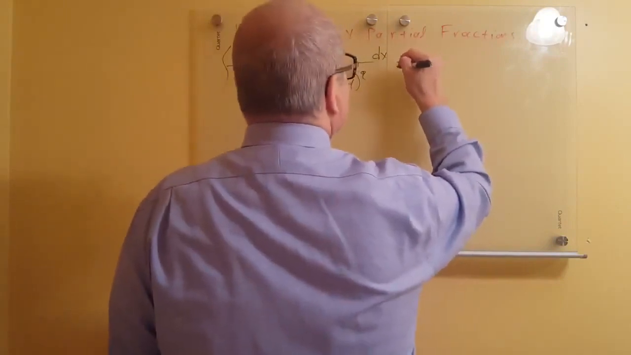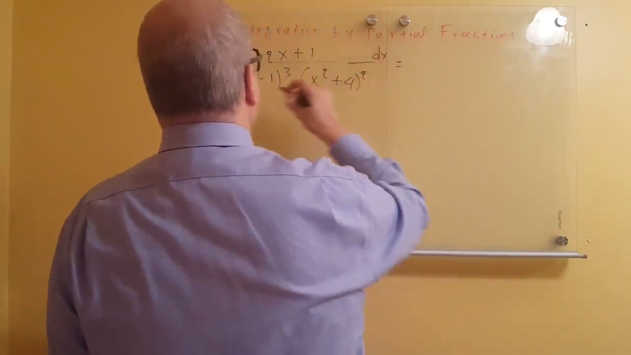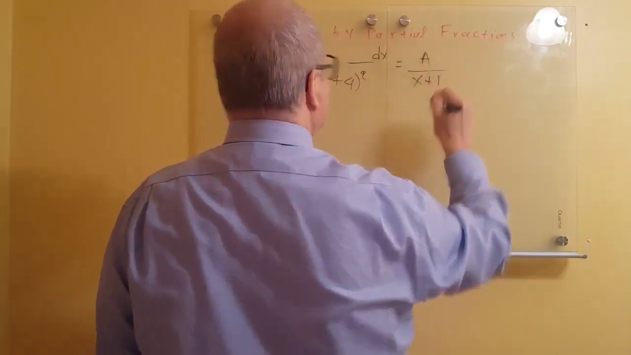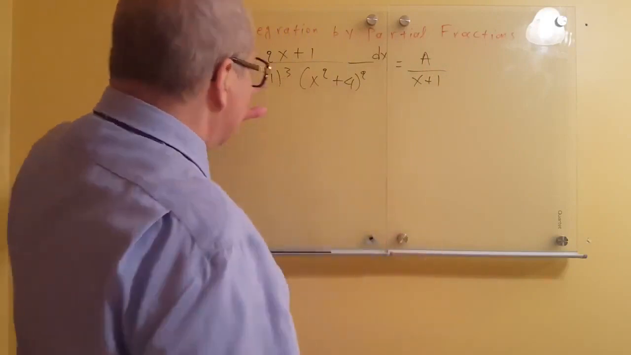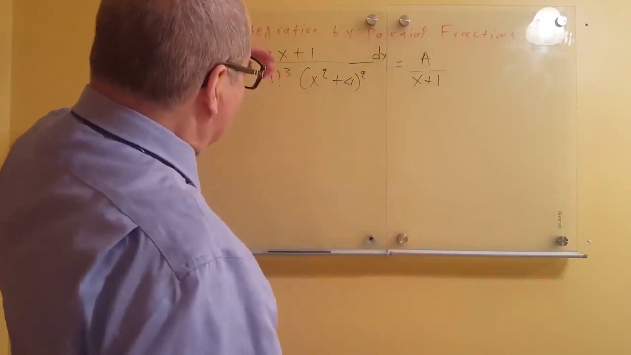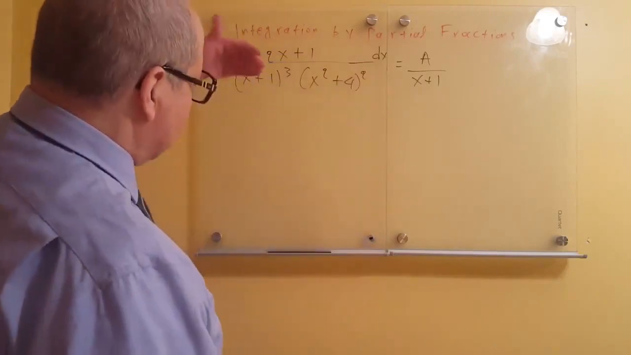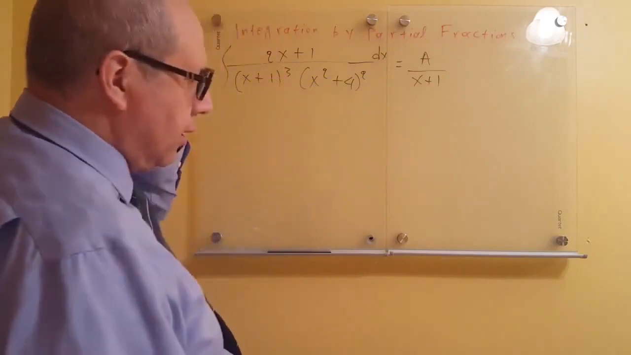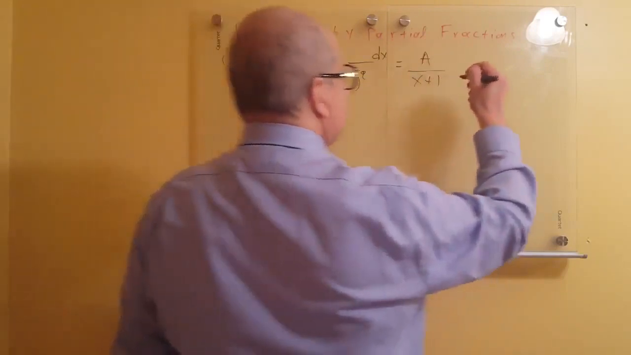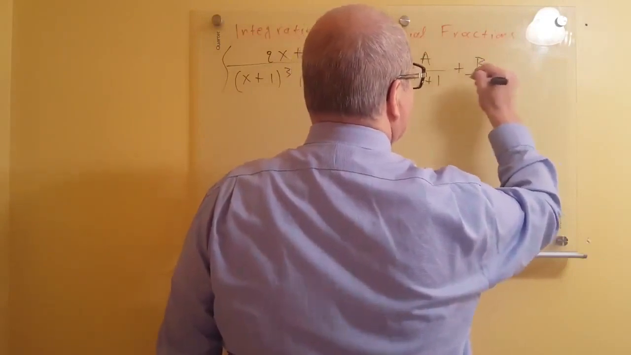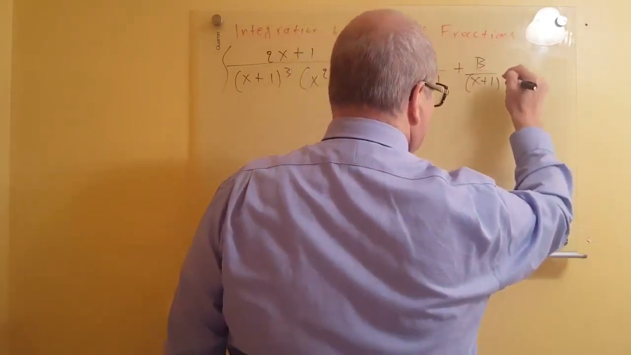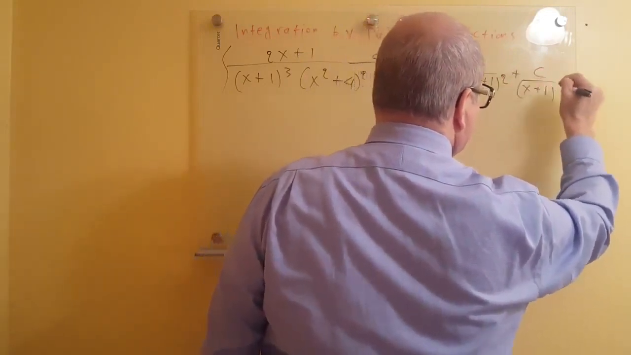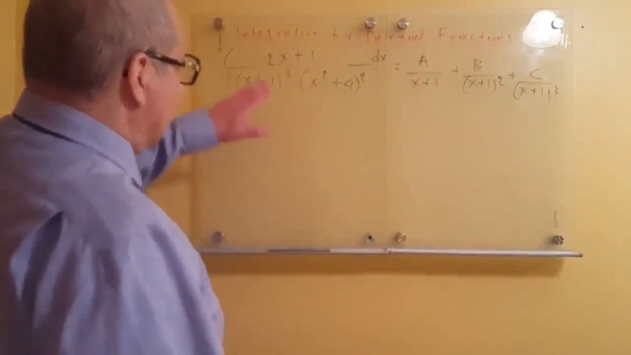So you have to write this as A over x plus 1. Now, you remember that when you have a factor, linear or quadratic, in a power bigger than 1, you have to include all the powers. So that means A over x plus 1 plus B over x plus 1 squared plus C over x plus 1 to the third. So we're done with this.